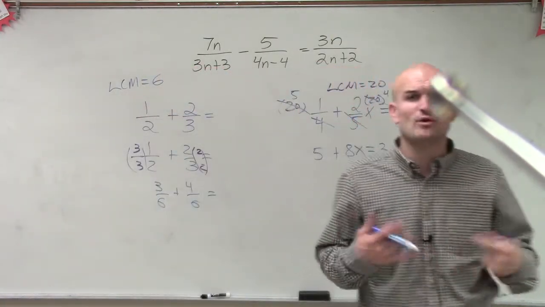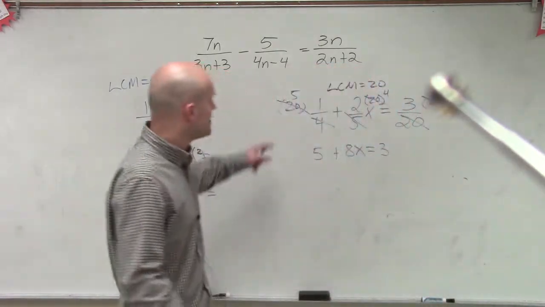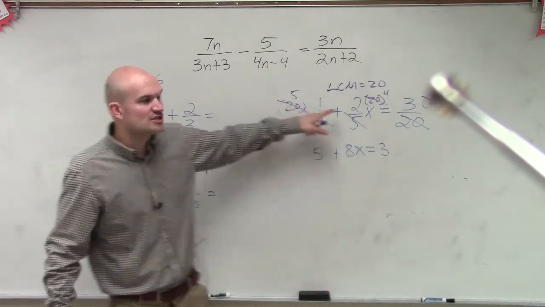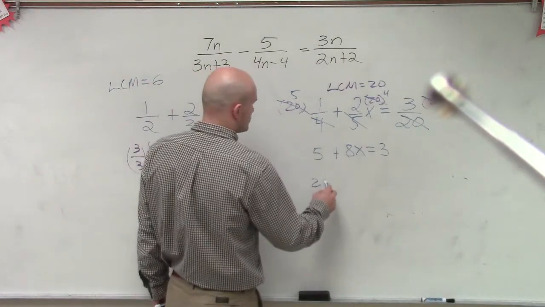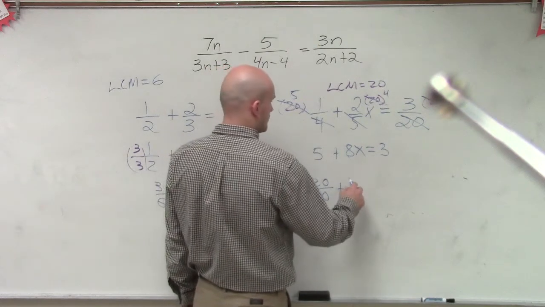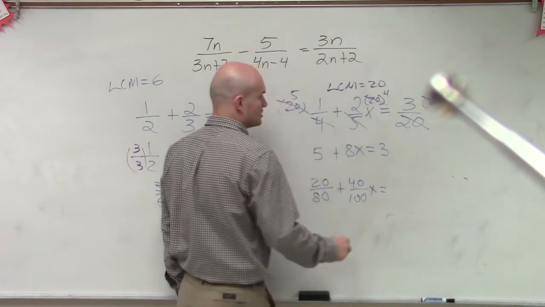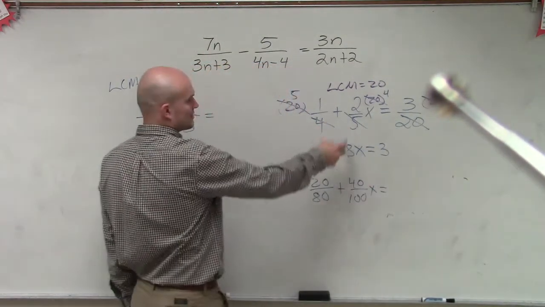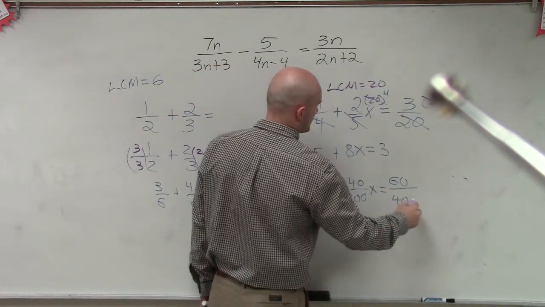Are you going to multiply to give equivalent equations or equivalent fractions? Now, in your case, what if I multiply the top and bottom by 20? What if we did that? Rather than multiplying just by 20, we multiply the top and bottom by 20. Well, then we'd have 20 over 80 plus 40 over 100 x equals 60 over 400.